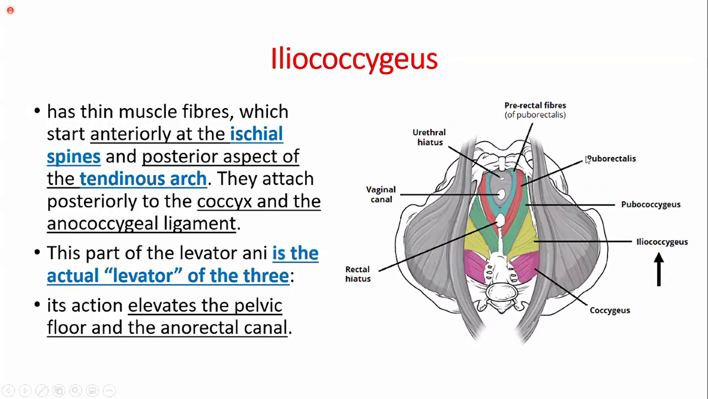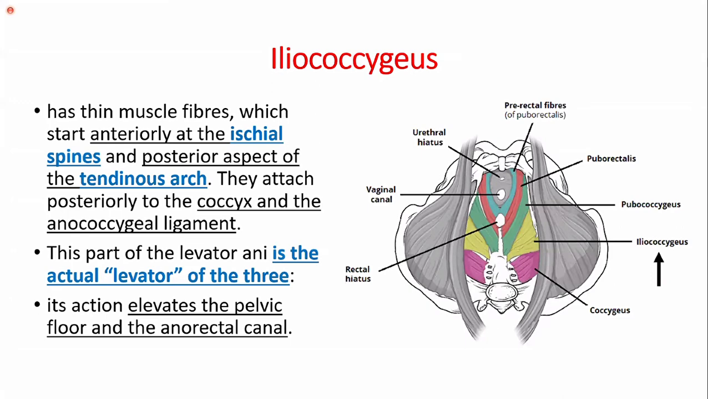The other muscle is the iliococcygeus. It comes from the ilium all the way to the coccygeus. It has thin fibers and is attached to the coccyx and the anococcygeal ligament. This is the main levator of the pelvis. Basically, it helps to elevate the floor, so it keeps the floor of the pelvic diaphragm supported.